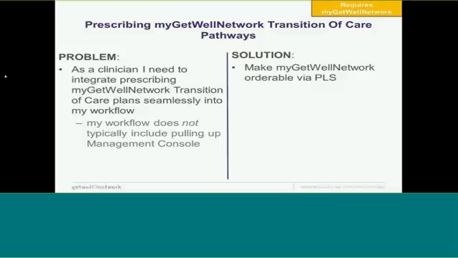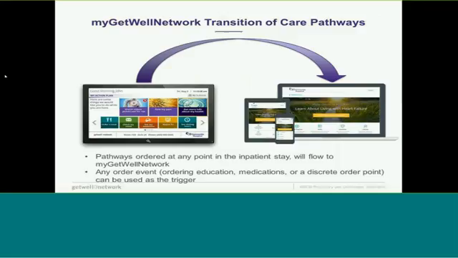PLS 5.3 represents a full integration of these pathways across the care continuum by making their prescription triggerable by any inpatient event. So prior to PLS 5.3, because these transition of care pathways were in beta, if a hospital wanted to order them, they needed to order them directly from the management console. As we know, the management console is not part of the average clinician's workflow if that hospital is already an integrated care environment.